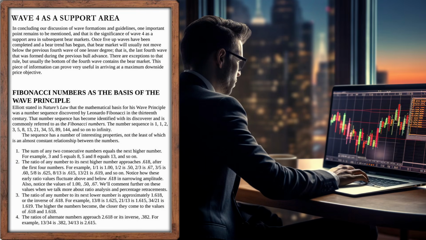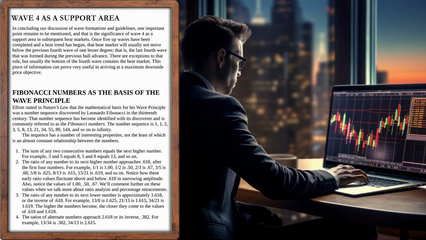Wave 4 as a support area. In concluding our discussion of wave formations and guidelines, one important point remains to be mentioned, and that is the significance of wave 4 as a support area in subsequent bear markets. Once 5 up waves have been completed and a bear trend has begun, that bear market will usually not move below the previous 4th wave of one lesser degree. That is, the last 4th wave that was formed during the previous bull advance. There are exceptions to that rule, but usually the bottom of the 4th wave contains the bear market. This piece of information can prove very useful in arriving at a maximum downside price objective.